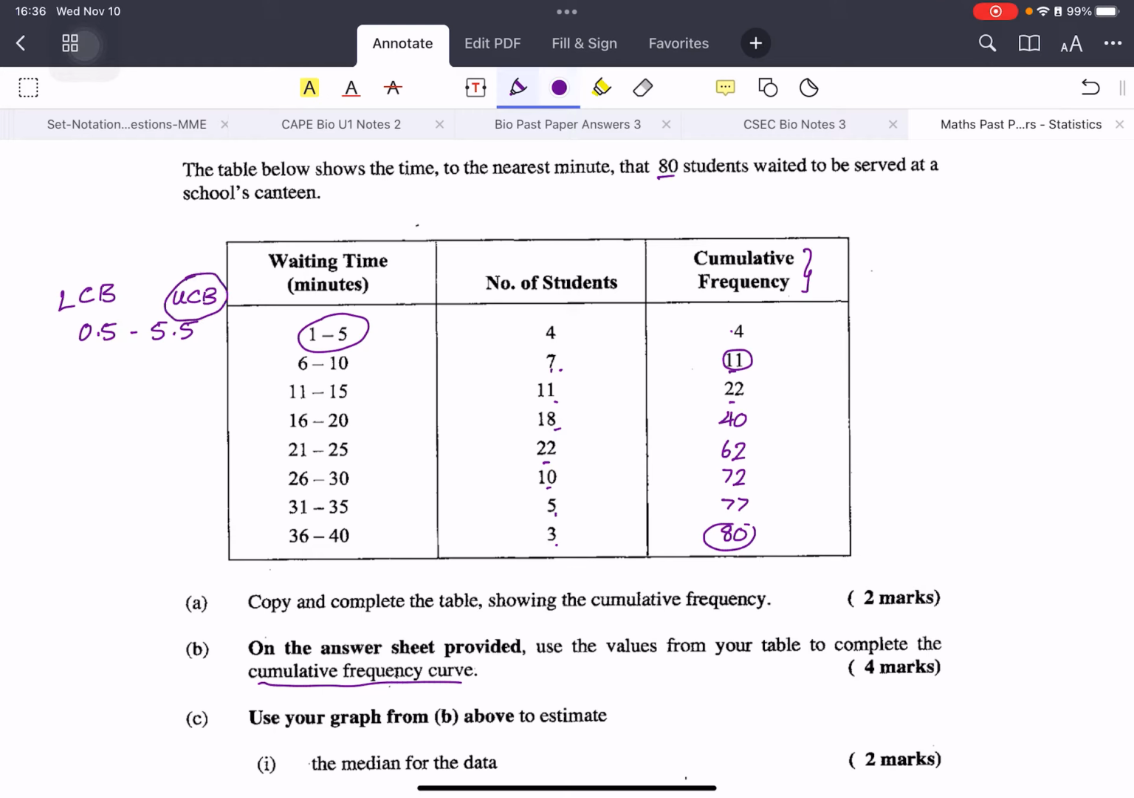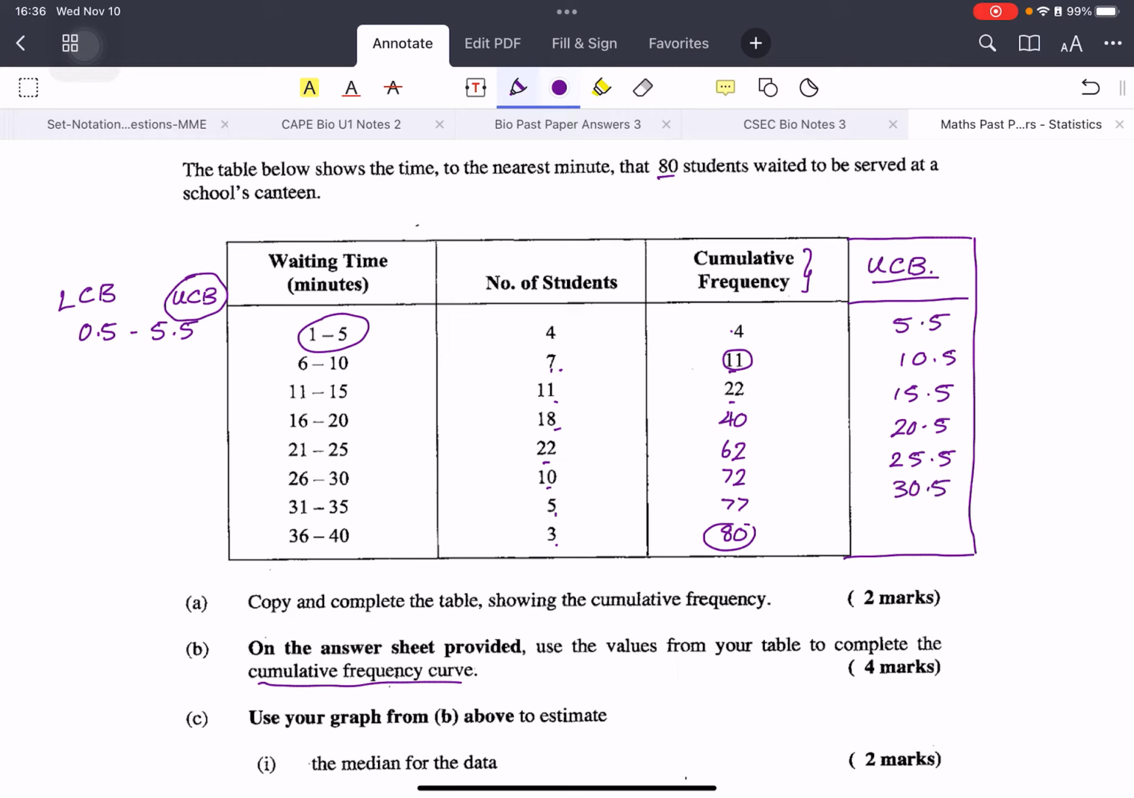So the most sensible thing to do is to create another column here in our table. Alright, and we're going to label it upper class boundary. So it's the upper class boundary of 1 to 5, 5.5. Then we'll have 10.5, 15.5. Very easy, right? Simple. Once you know what to do, it becomes a very simple task. Almost no thinking involved. Finally, 40.5. Right, so now our cumulative frequency curve will use this and this as our axes, right?